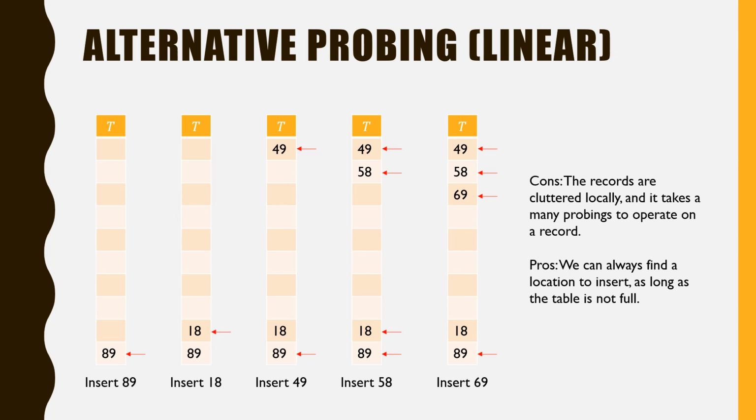If you look at the resulting table, you will realize that all records are locally cluttered, and any initial insertion into the clutter must go a long way before finding an empty location. Luckily, since we are essentially searching every available location throughout the entire table, we can always accommodate a new record as long as the table is not full.